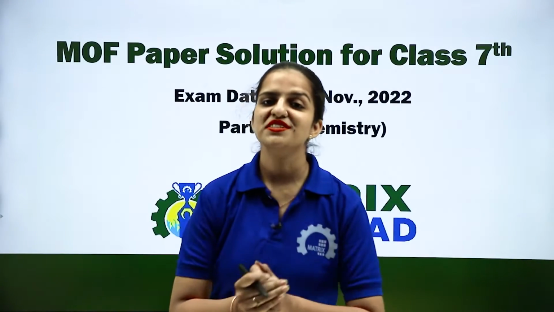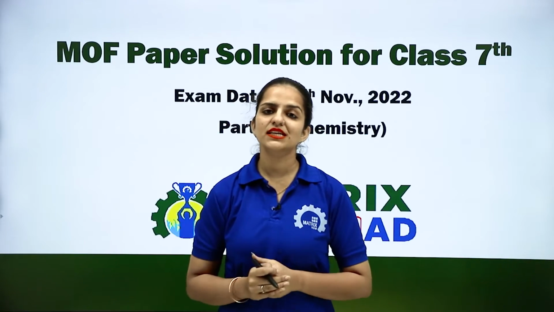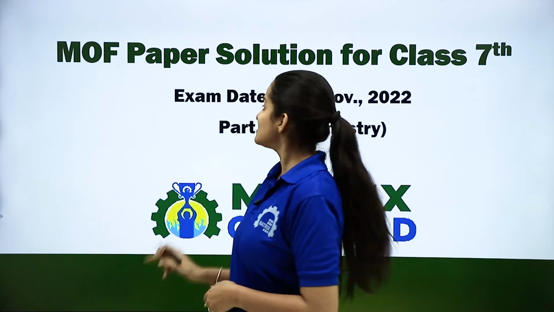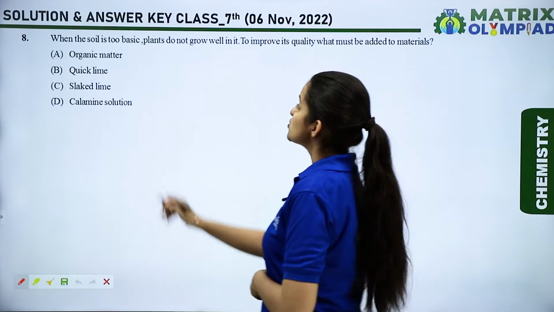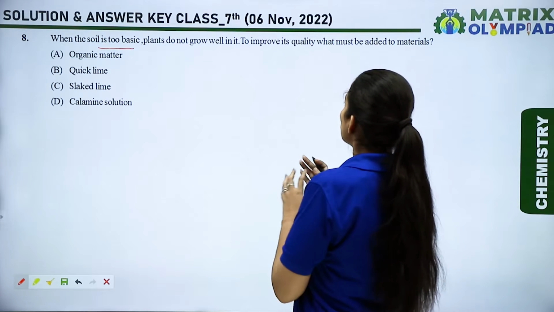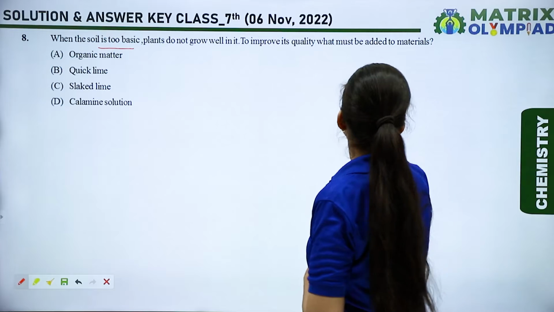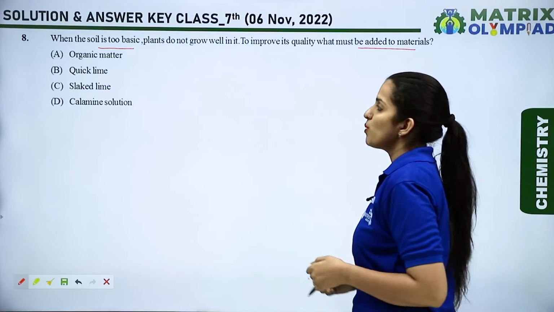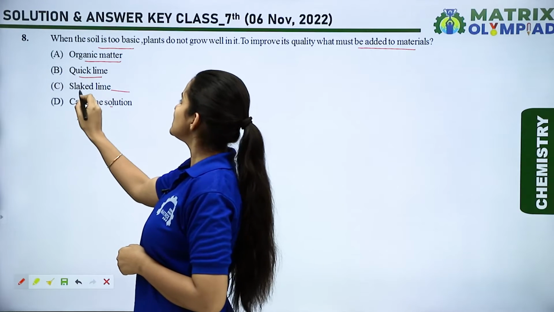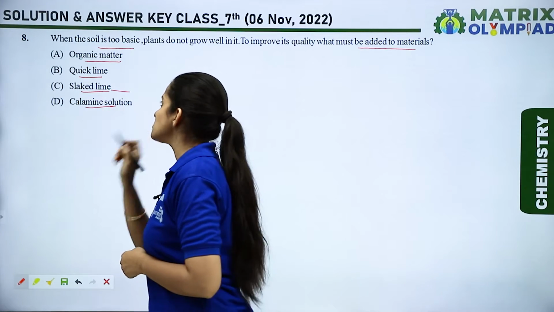Hello everyone, today we will discuss the MOF answer key of subject chemistry for class 7th. Our first question is, when the soil is too basic, plants do not grow well in it. To improve its quality, what must be added to the materials? Option A, organic matter. Option B, quick lime. Option C, slaked lime. Or option D, calamine solution.